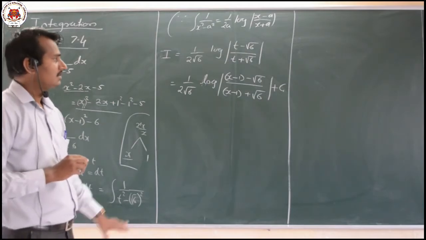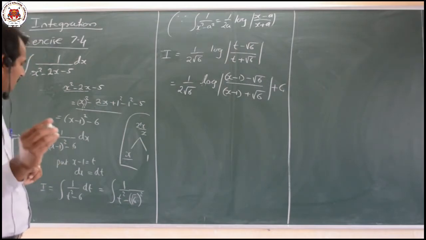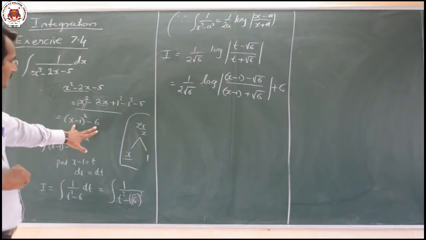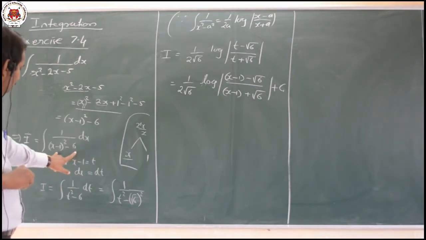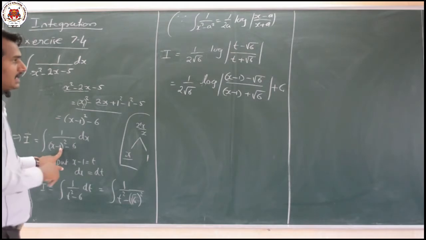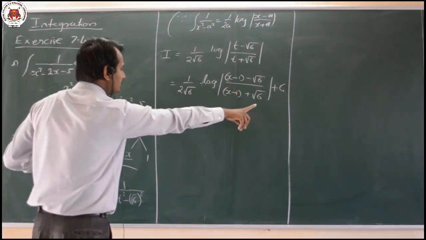Okay dear students, that is all about the first method. Now here one more simple thing we can do is, since we got x minus 1 whole square minus 6, if I take this whole term as x square, then directly you can apply the formula, that is log of x minus a divided by x plus a.